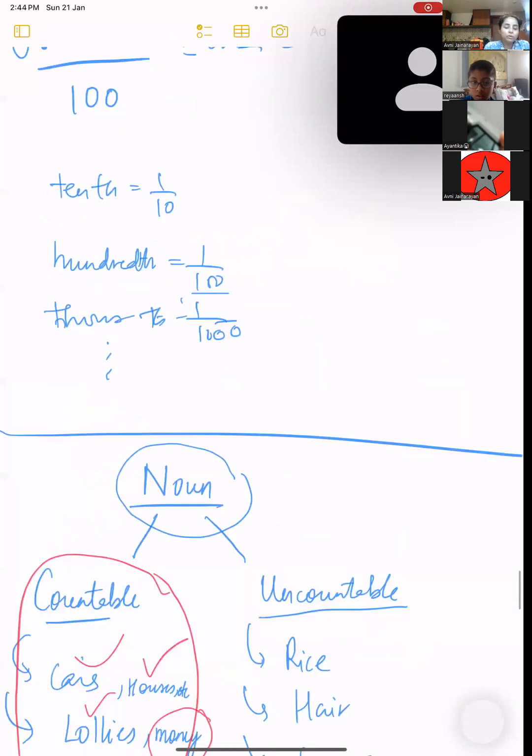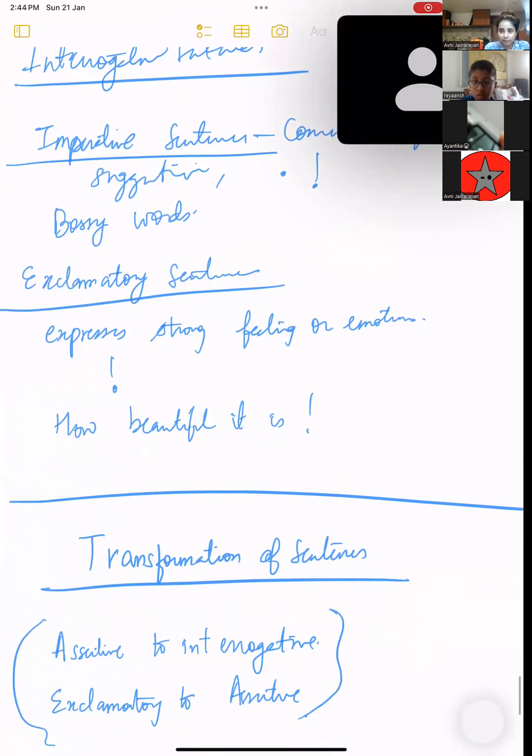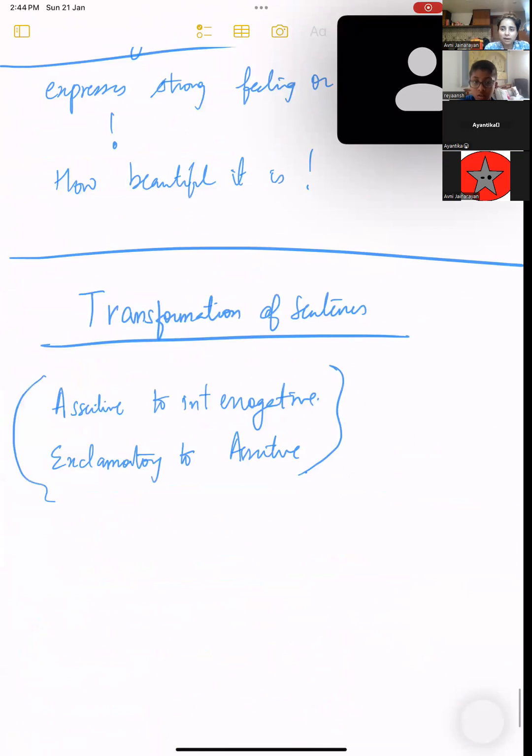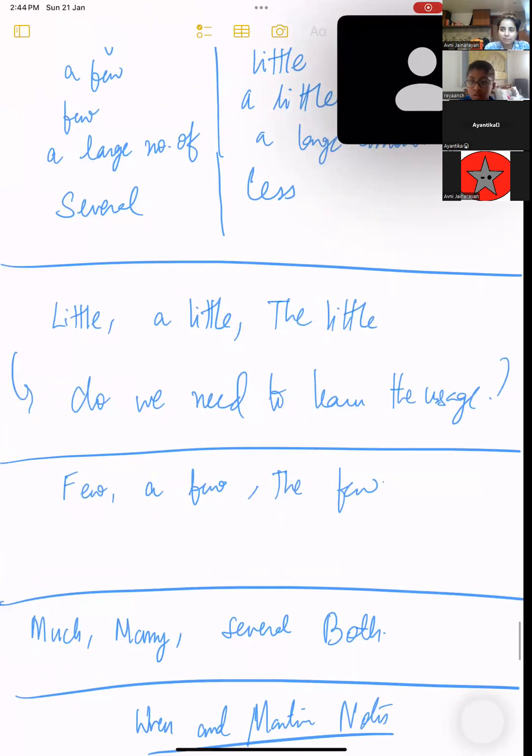So coming back to the usage of few, many, etc. Is it clear, children? समझ में आ रहा है? Yeah, give me a thumbs up.